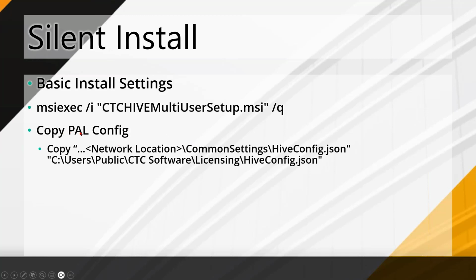Step 2 to this is the config file for PAL. I can copy paste that into its proper folder if I have it, and then anyone that runs this utility or this batch routine that I'm creating will get Hive installed, and they will get the config file placed properly. Simple as that.